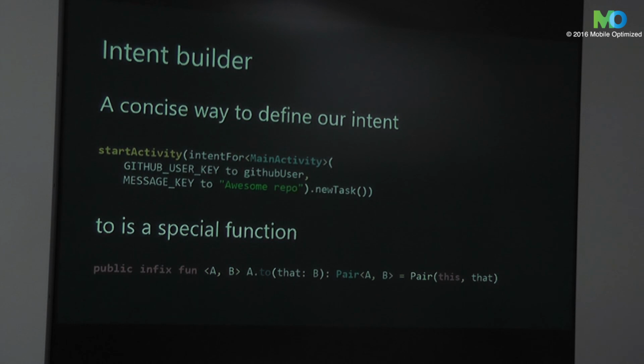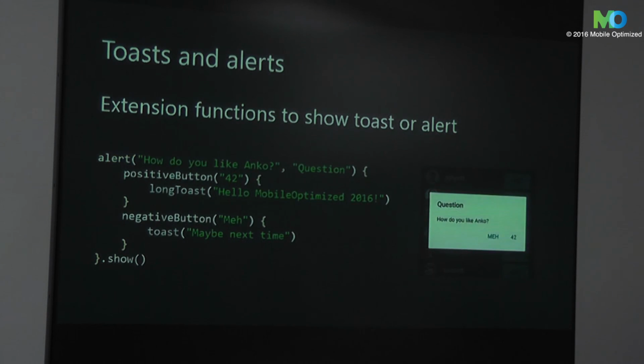A little interesting thing here is that the "to" looks as if it was a keyword in Kotlin, but it's actually not. It's just an infix function. When you have two parameters, you can make that function infix, and then it looks as if it was a keyword in Kotlin, to be more readable. And "to" is basically just a method that creates a pair.